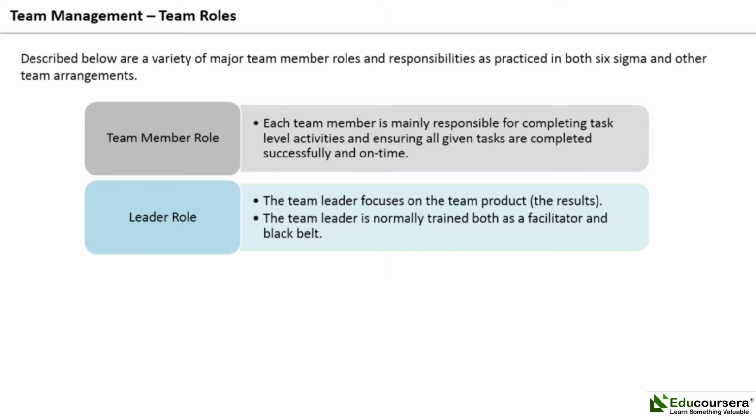Stick to the task at hand. Be a good listener. The leader's role is not to boss the team, but to ensure implementation of the team mission and charter. The team facilitator role.